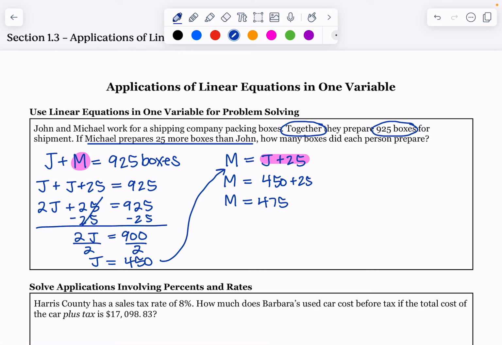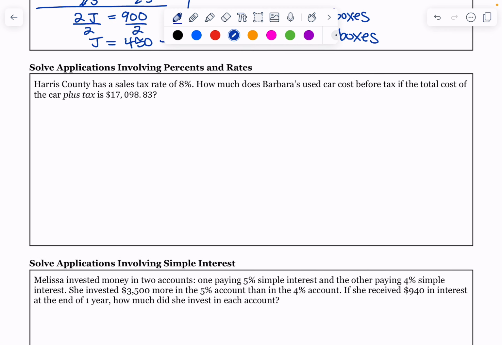So to answer the question, Michael packaged 475 boxes and John 450 boxes. And we can see that 475 plus 450 gives us 925 total like we wanted. All right, the next problem says solve equations involving percents and rates.